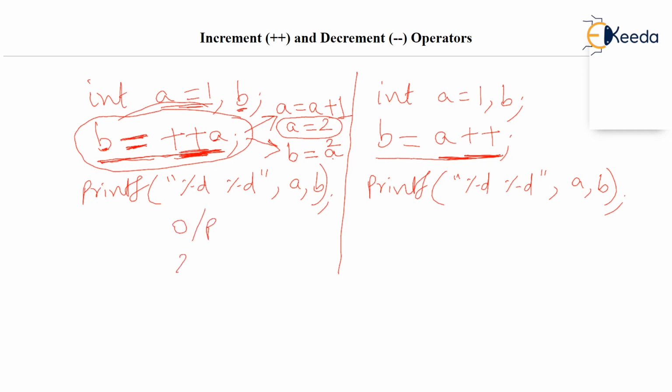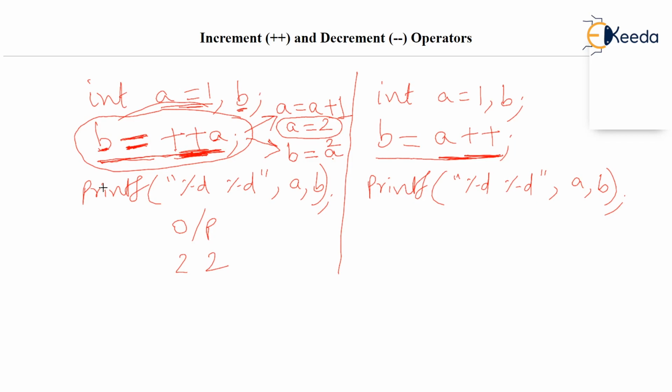Now, very easily, you can read this statement in English as follows. B should become equal to the incremented value of A. That means first A should increment by 1, and whatever is that incremented value should be stored by B. That's why this plus plus is known as prefix. First increment, and then store the value in B.